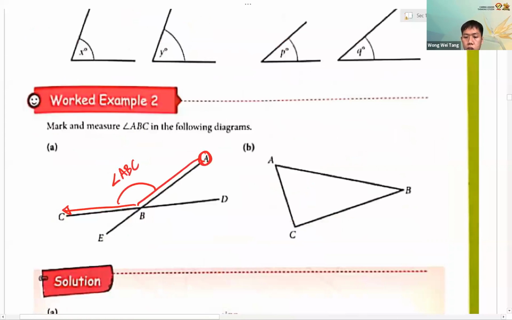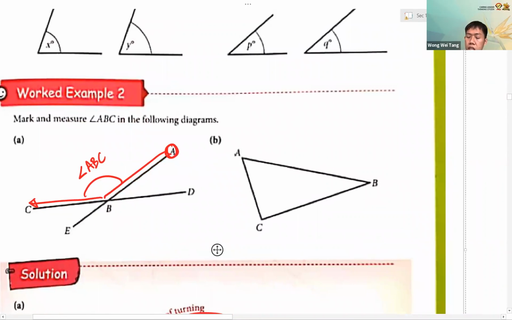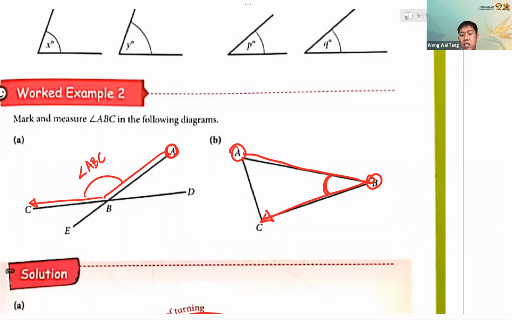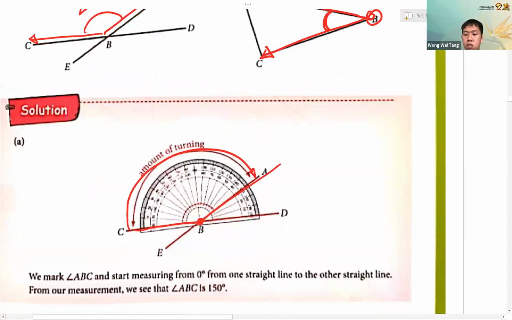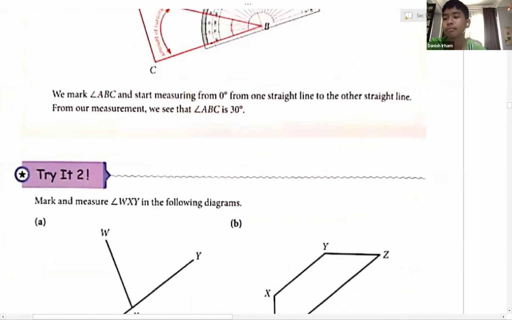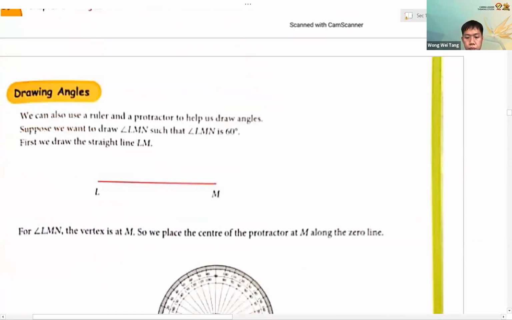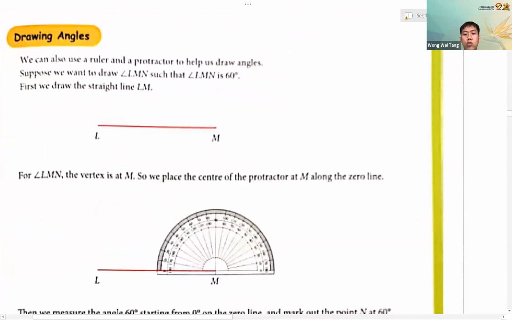So similarly for question B, angle ABC, you start from point A, you go to point B, and you go to point C. So this is the angle that we want. Okay, are there any questions at this point on identifying the angle and measuring the angle? If not, we will skip this. You can try it by yourself at home. The next part is on drawing of angles.